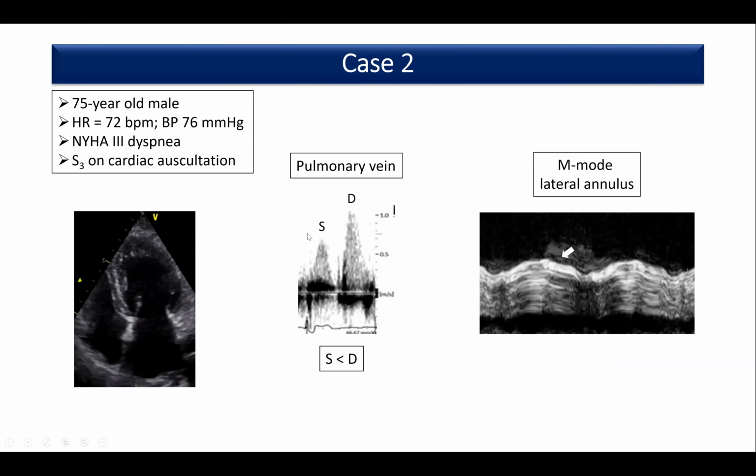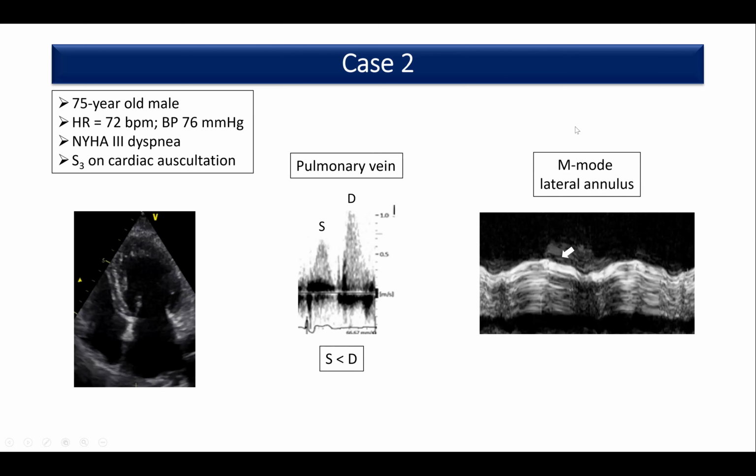Okay, so let's look again at the pulmonary vein Doppler. Here, the left atrial pressure obviously is abnormally high. You can see a small systolic velocity and a large diastolic velocity. And this is typically what you see in older patients who have high filling pressure, so the S less than D in the pulmonary vein.